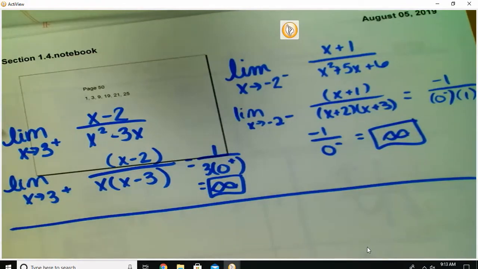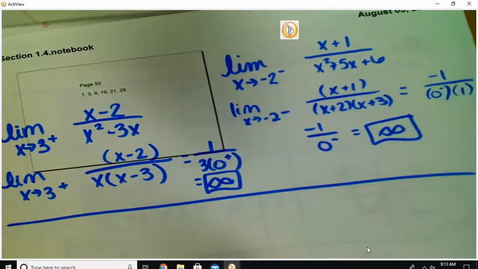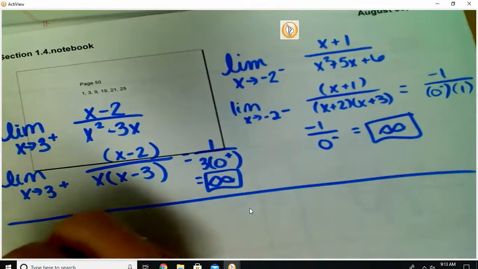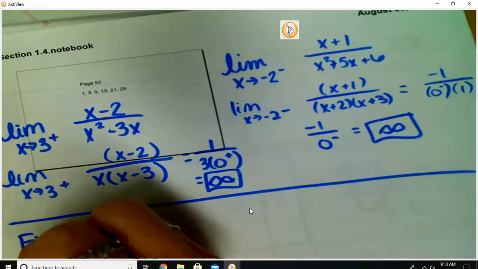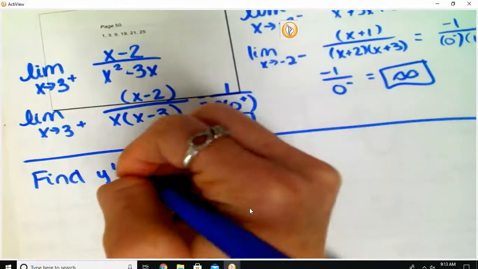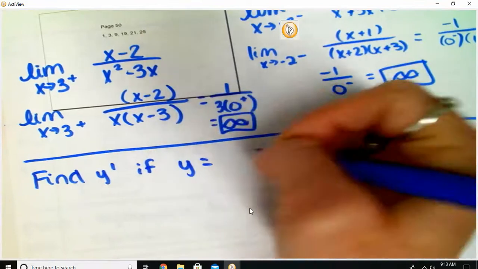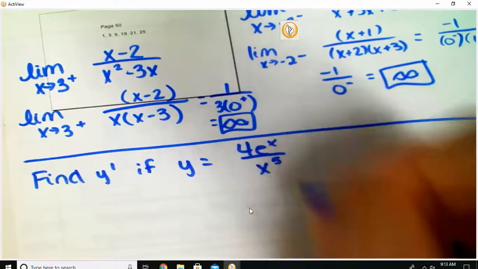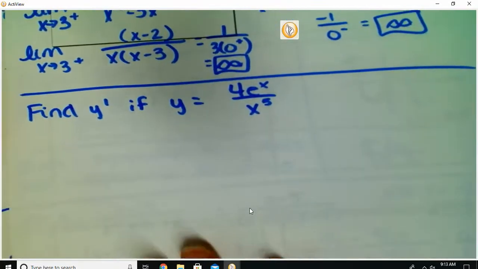Okay. So we asked about derivatives with e. Do we need another one like this? The left or right? Okay. So let's do something with an e in it. If I ask you to find the derivative of, let's say, 4e to the x over x to the 5th.